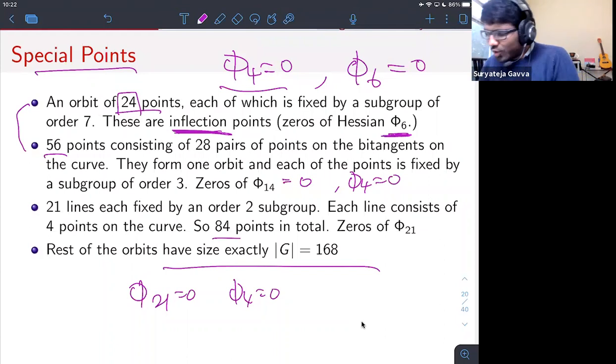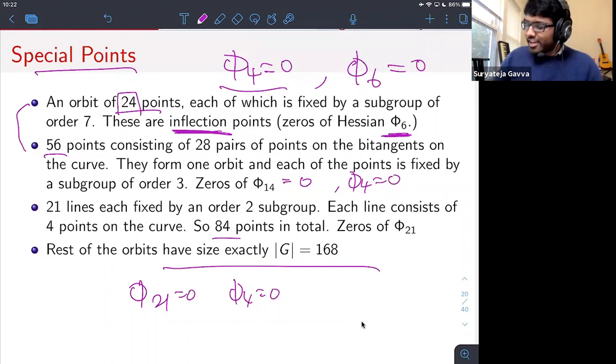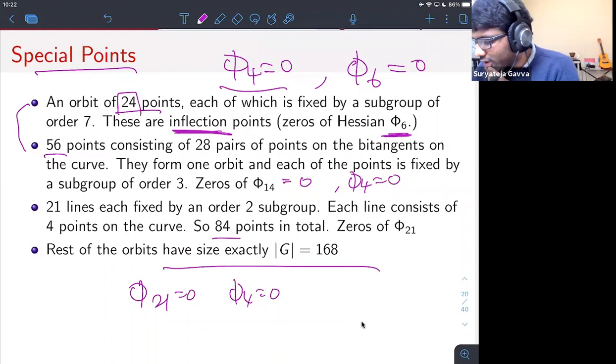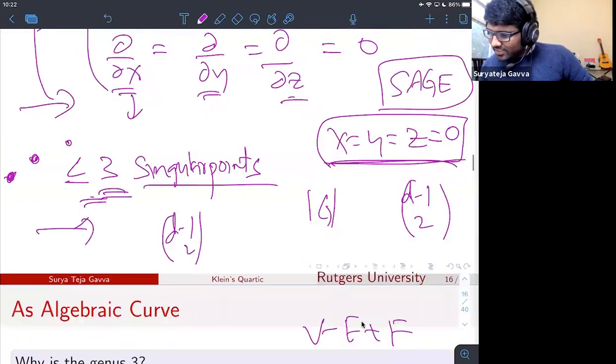Oh yeah. So you're asking why? Oh, okay. So from the perspective of the group, how do you see these 24 points? Yeah, it's like, let's see. So maybe we can see here.